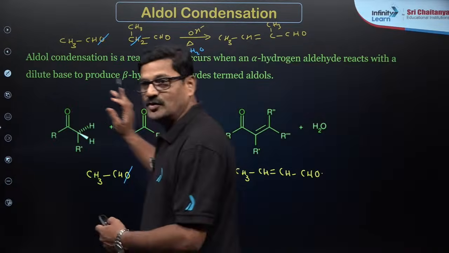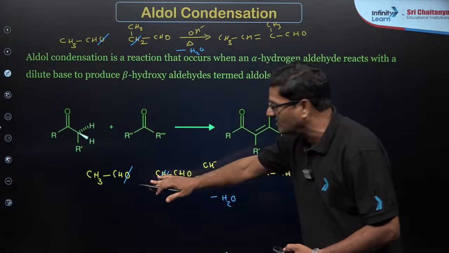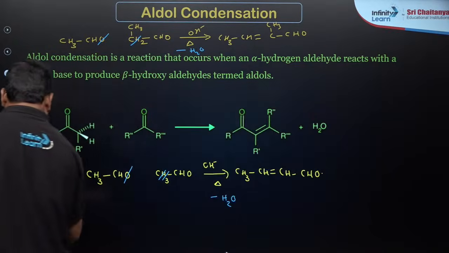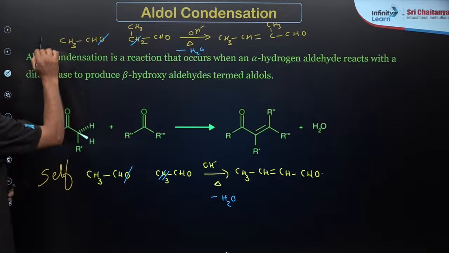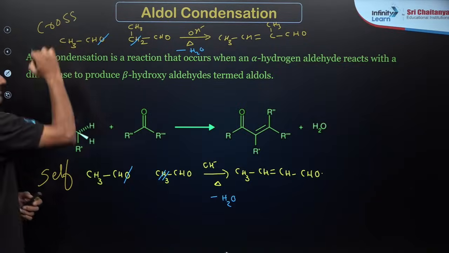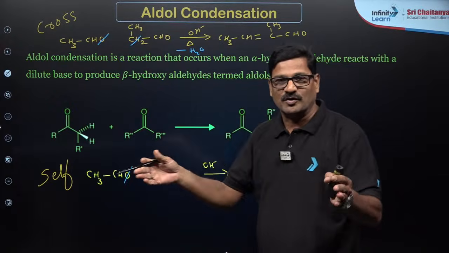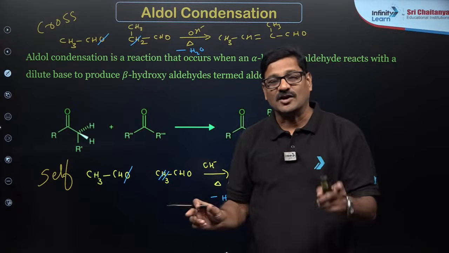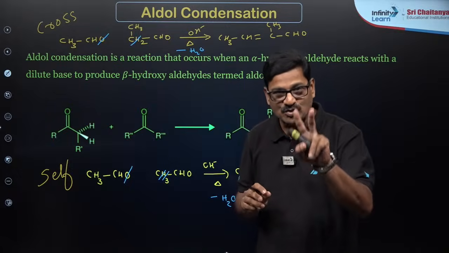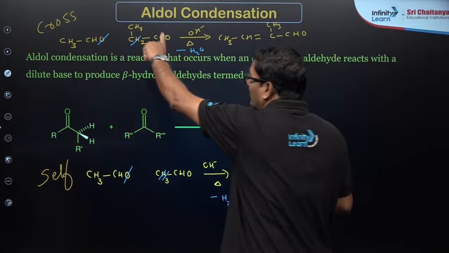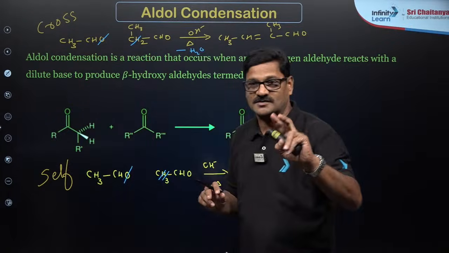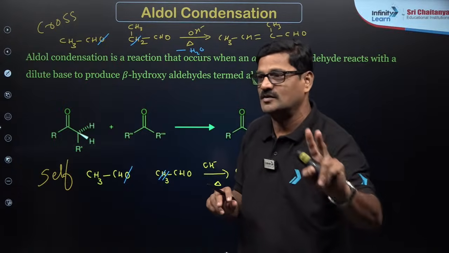Moving ahead, you all understood about self-aldol condensation, and now the cross-aldol condensation. When cross-aldol condensation takes place, you are going to see a combination of products. If two are there, each can combine with the other. So there will be 4 products: 2 self-aldol and 2 cross-aldol.